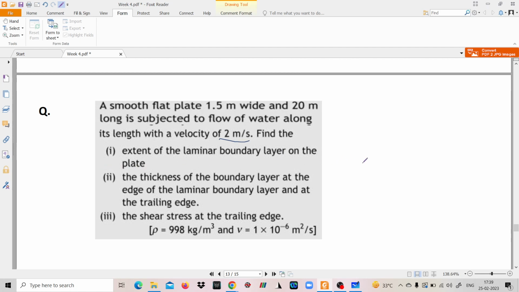Whenever boundary layer formation occurs, till a certain length it will be laminar, then there will be transition, and then it will be turbulent. So you have to find the extent of the laminar boundary layer, the length till which the boundary layer remains laminar. Then the thickness of the boundary layer at the edge of the laminar boundary layer, and at the trailing edge, and finally the shear stress at the trailing edge.